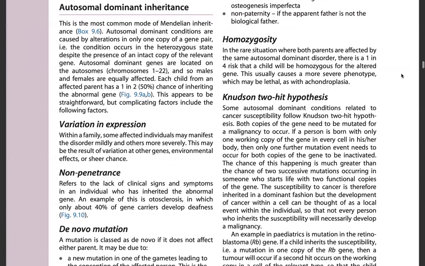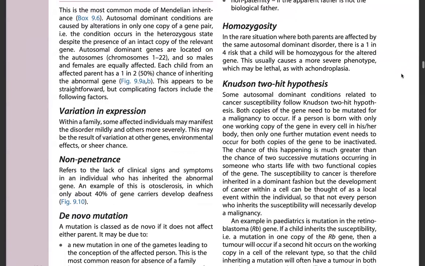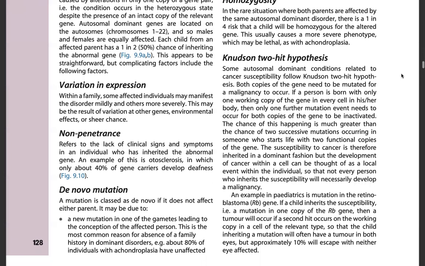Knudson two-hit hypothesis: some autosomal dominant conditions related to cancer susceptibility follow the Knudson two-hit hypothesis. Both copies of the gene need to be mutated for a malignancy to occur. If a person is born with only one working copy of the gene in every cell in his or her body, then only one further mutation event needs to occur for both copies of the gene to be inactivated. The chance of this happening is much greater than the chance of 2 successive mutations occurring in someone who starts life with 2 functional copies of the gene.